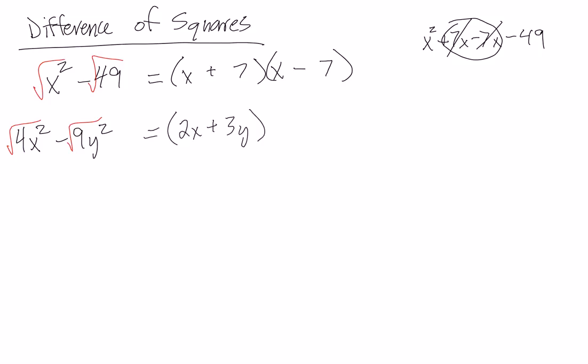So you'll have 2x plus 3y and a 2x minus 3y. Okay, so you just get one of each, one positive, one minus. And let's do another one. So let's suppose I gave you 9a squared b squared c squared minus 36 d to the 4.